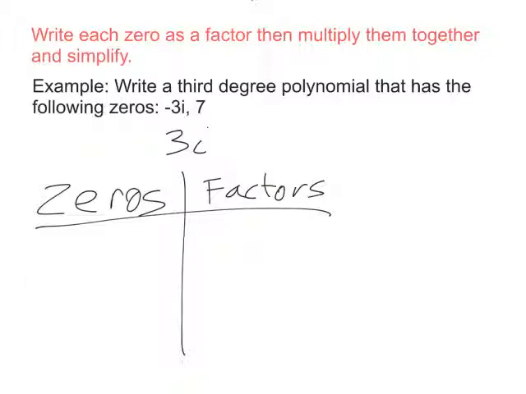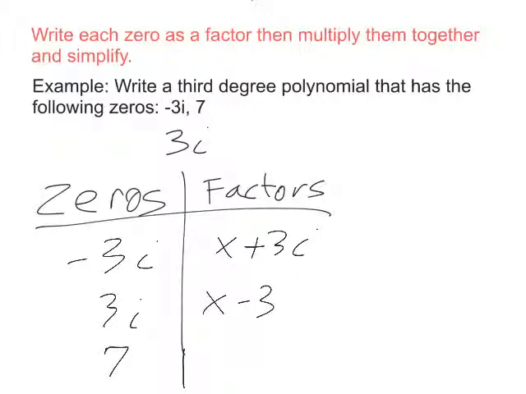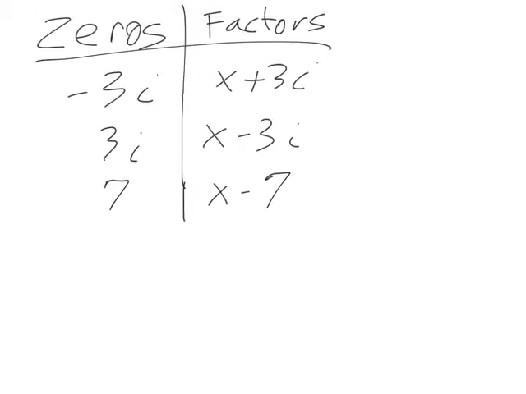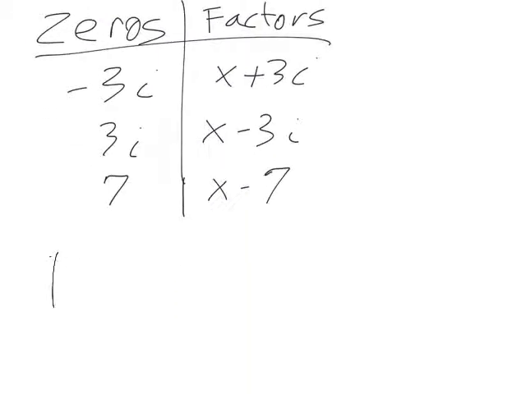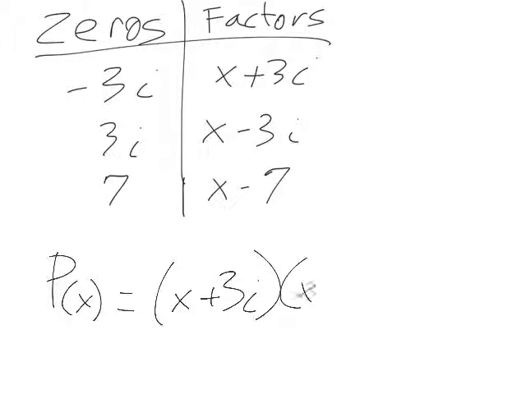Okay, so negative 3i is given. 3i we know is there because of the conjugate zeros theorem, and then 7 is our third zero, okay? And as I had a minute ago, x plus 3i, x minus 3i, and x minus 7. Okay, those are my three factors. So what we'll do is we'll put those together, and then we're going to multiply them out. P of x is equal to x plus 3i times x minus 3i times x minus 7.